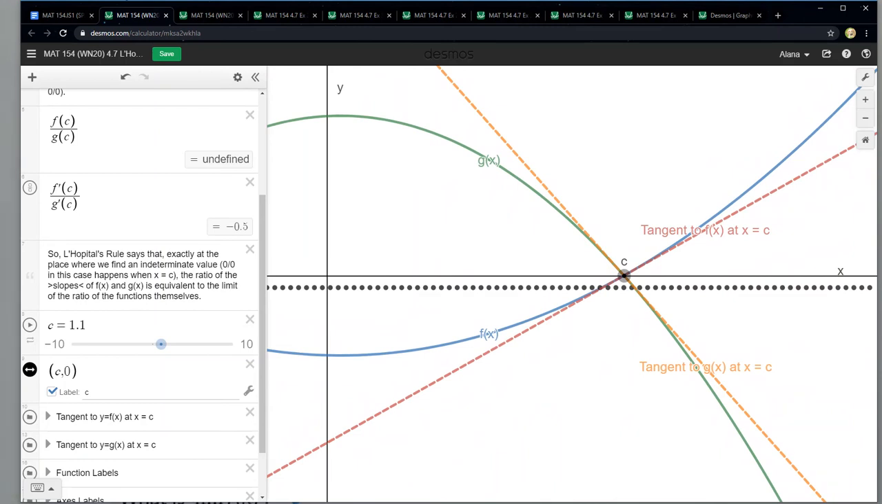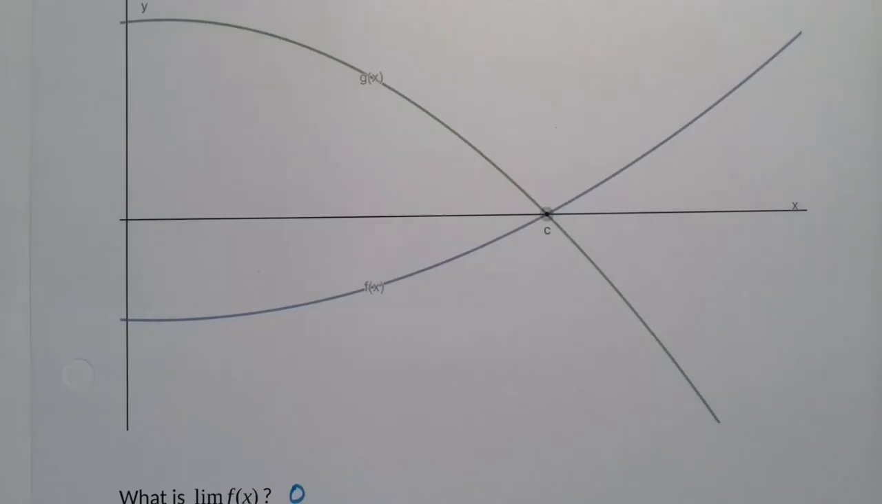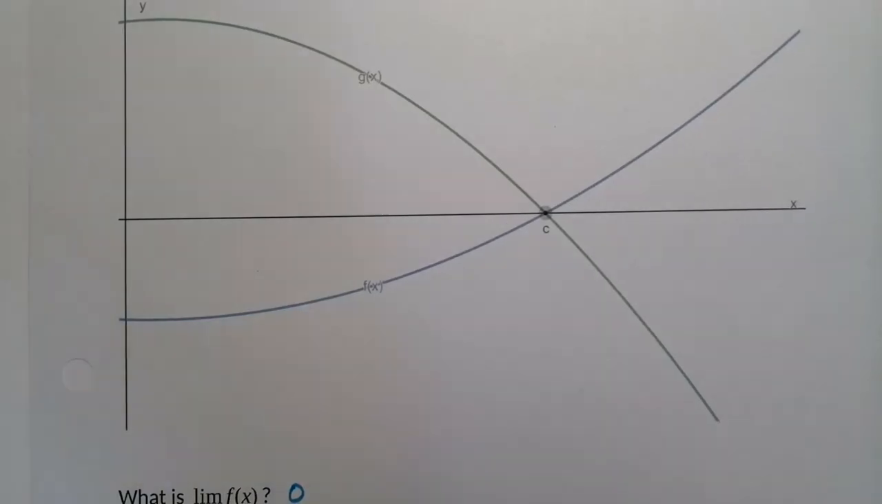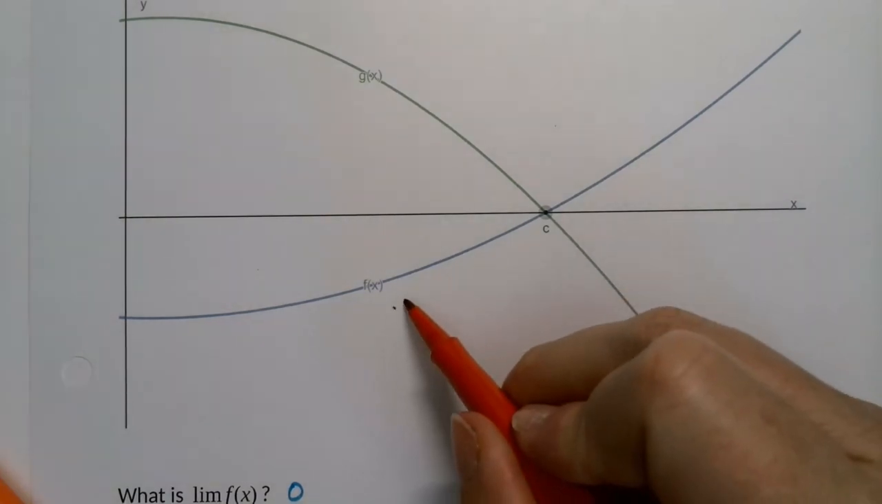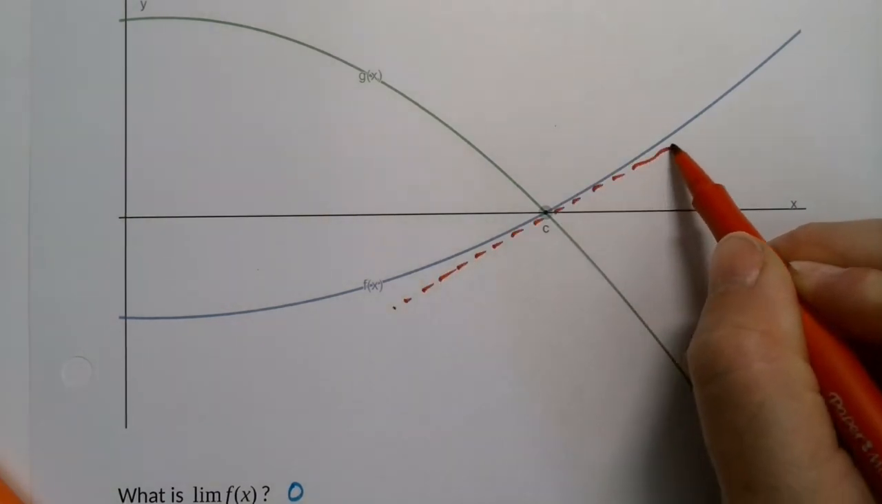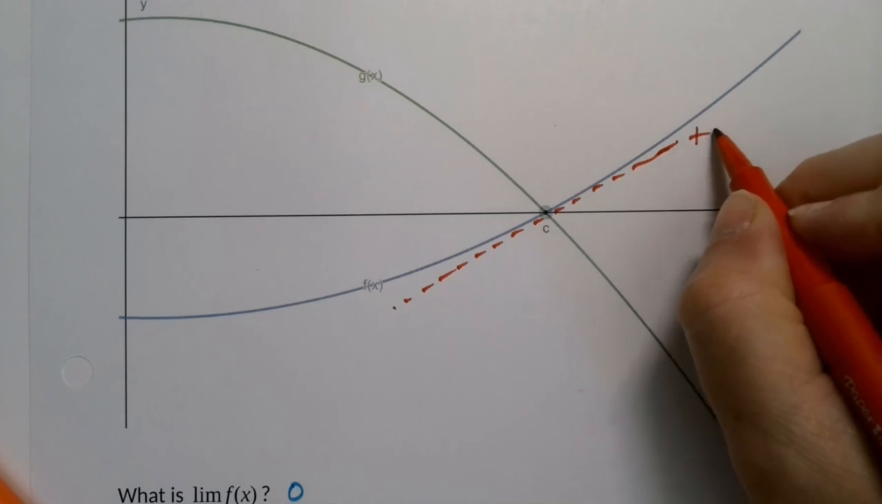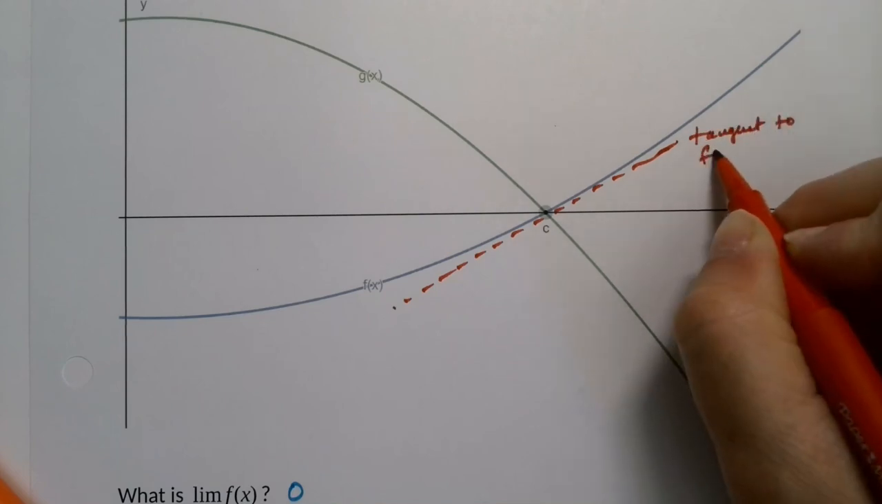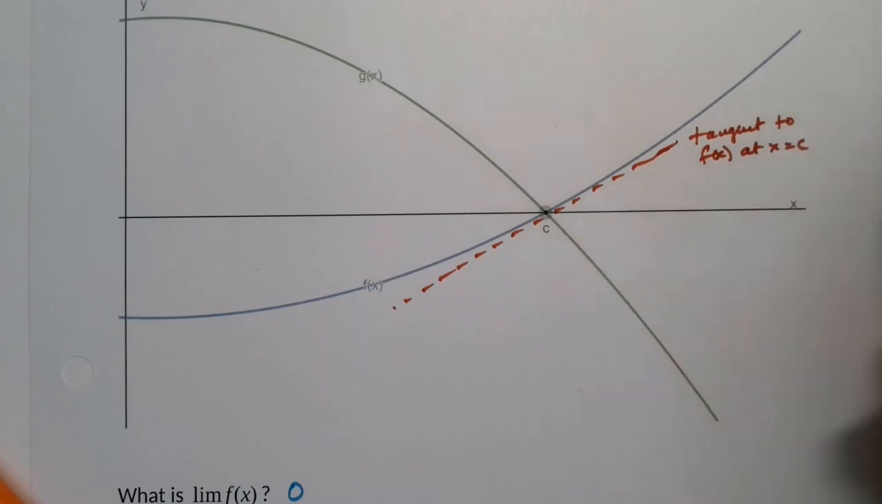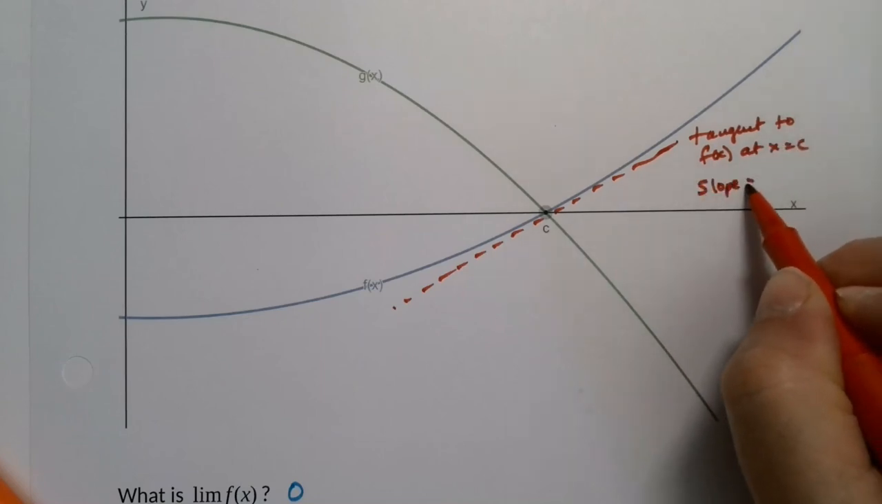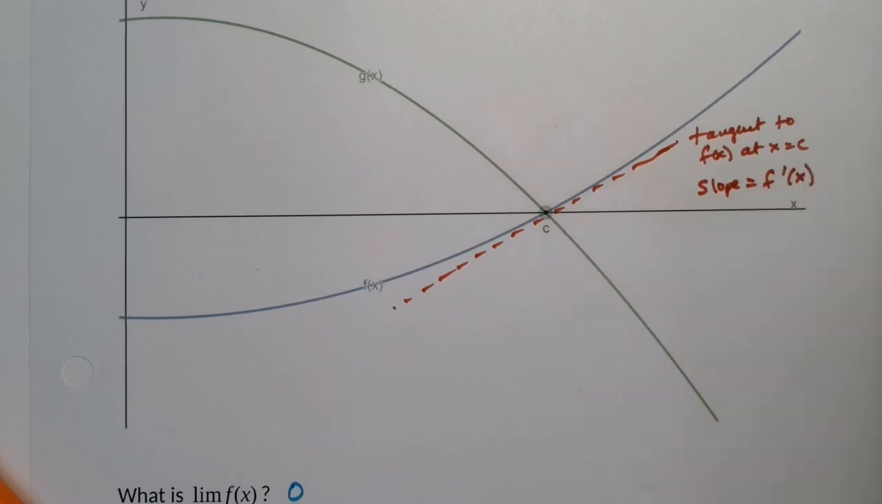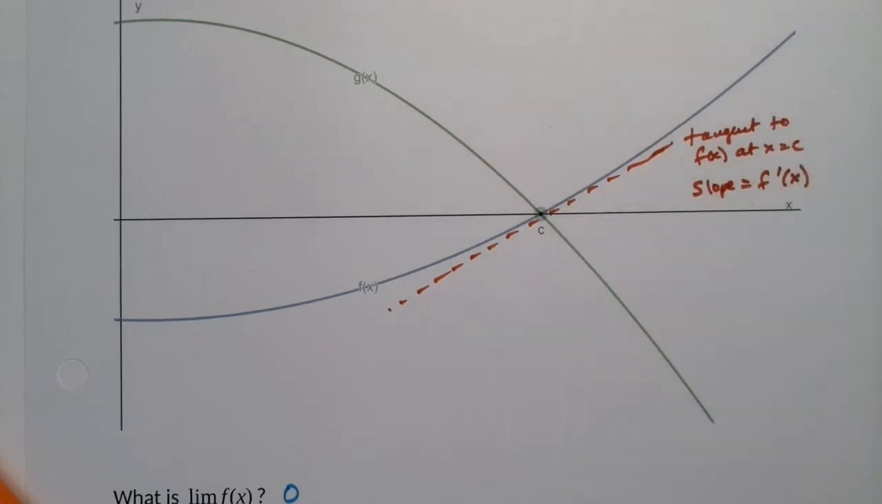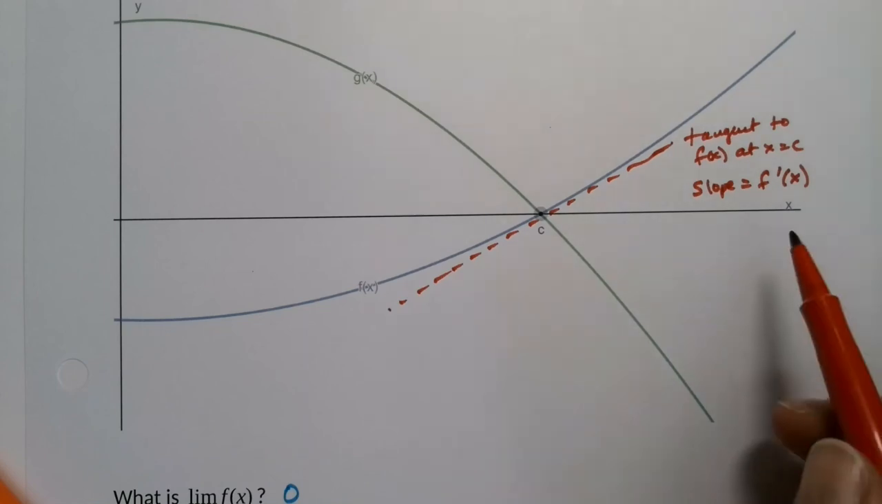So let me write that up. I'm trying to remember what colors I had. I had red and orange, I think. So I have this one, that's the tangent line to f of x at x equals c. Its slope is f prime of x, right? Actually, it'd be f prime of c because I'd be putting the values in, but it doesn't really matter. I'll just say that.